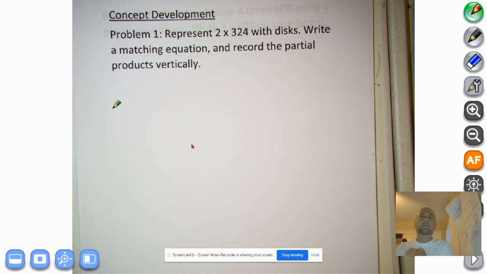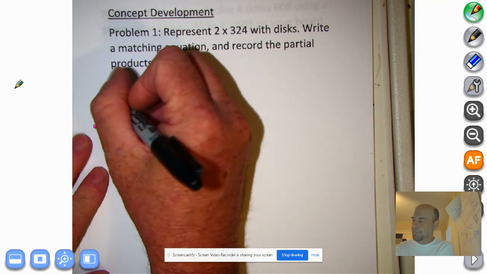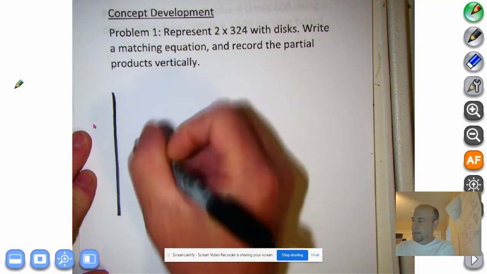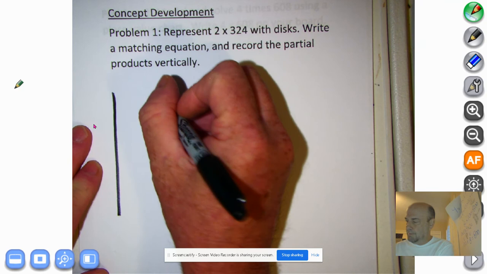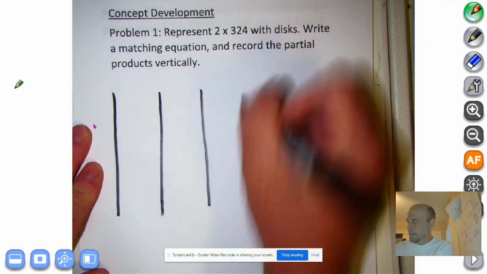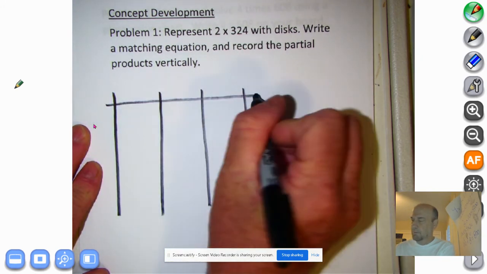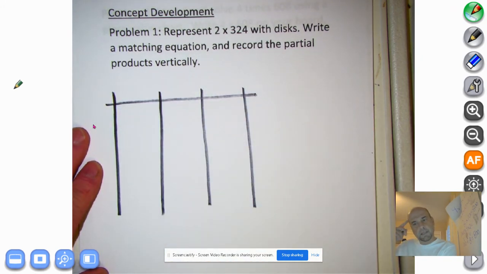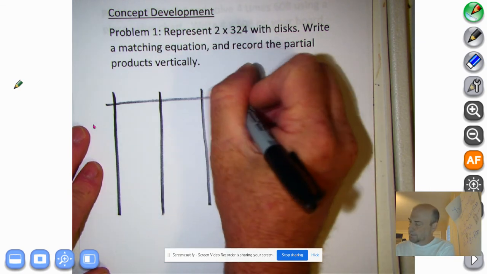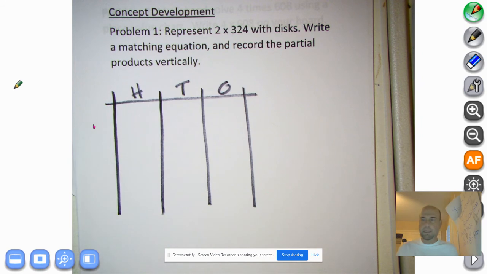Represent 2 times 324 with disks and write a matching equation and record the partial products vertically. So first thing we're going to do is make a place value chart. And we're looking at 2 times 324, so I better make a 3-column chart. And you might be saying, Mr. Leggett, how come I can't just use the one that's in my book? Well, because I think this really gets us thinking about place values, ones, tens, and hundreds. Okay, so go ahead and make that place value chart.